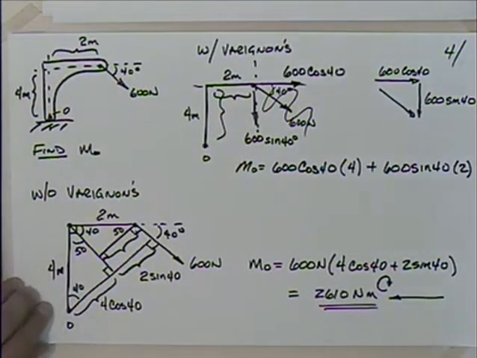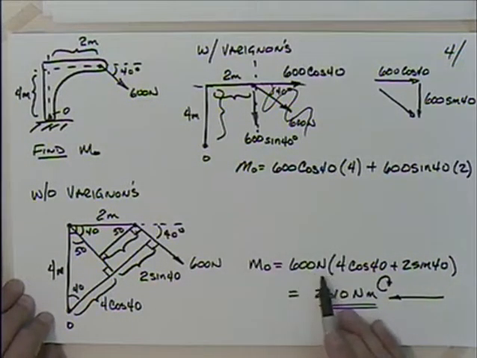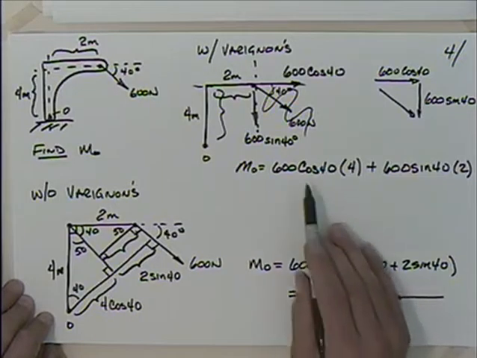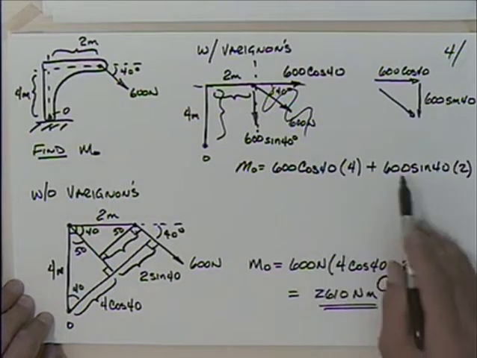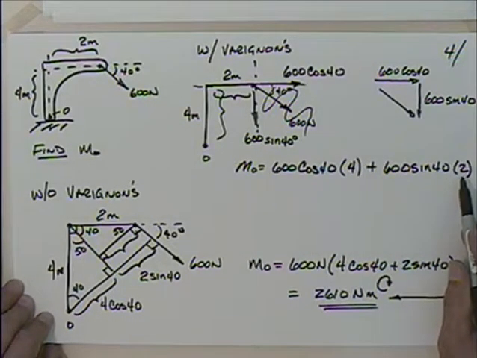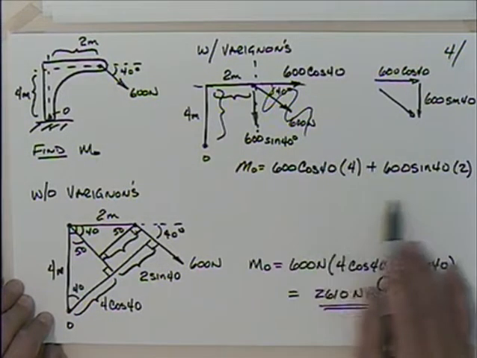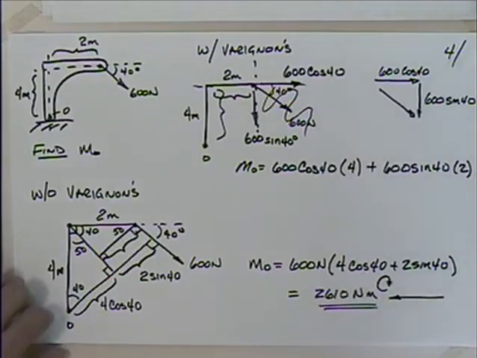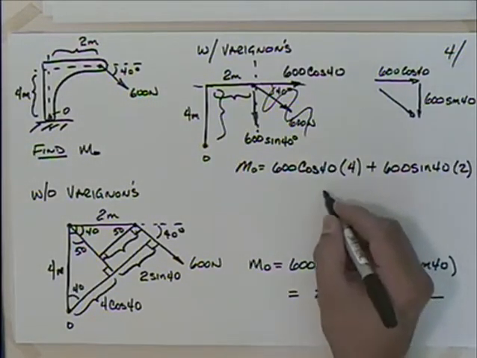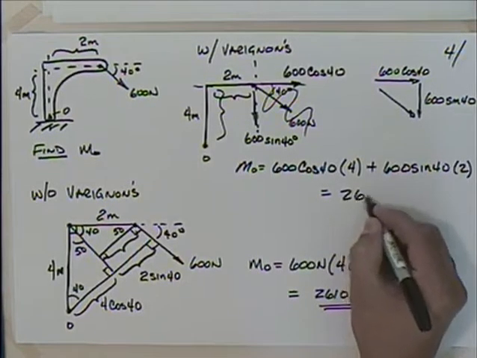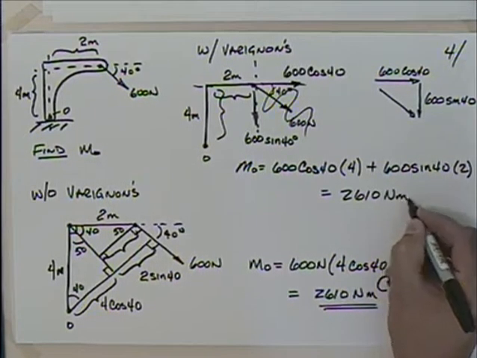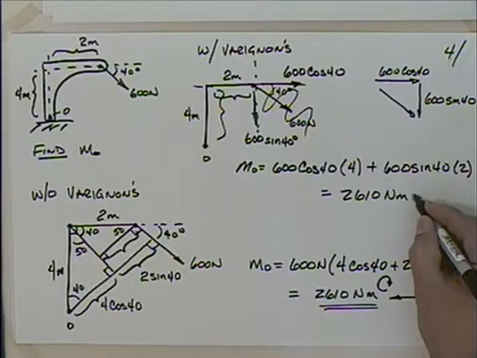Now we've seen this math before. We have 600 times 4 times cosine of 40, there's that, and 600 times the sine of 40 times 2, that's that. Basically, Varignon's theorem says that you can do distributive math. That's what you have there. You should get exactly the same answer with this: 2610 Newton meters. It's going to rotate clockwise.